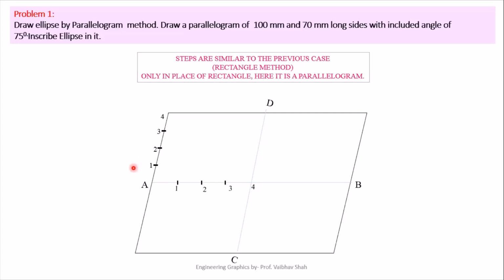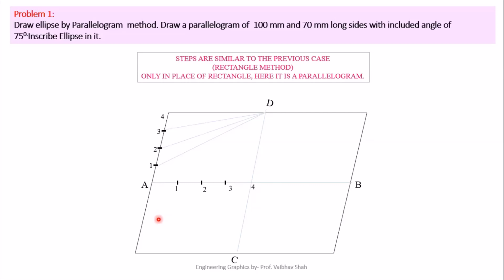After that, as we know from the rectangle method, we'll be drawing lines from 1, 2, 3, connecting to the D points. So let us draw lines starting from point 1 to D, 2 to D, 3 to D. After that, we'll draw lines starting from the C point, passing through the 3 point, touching the 3 line. One more line starting from the C point, passing through the 2 point, touching the 2 line. One more line starting from the C point, passing through the 1 point, touching the 1 line.